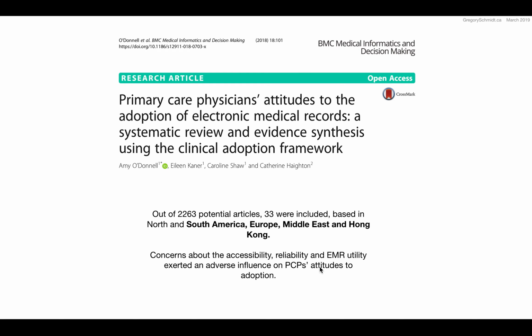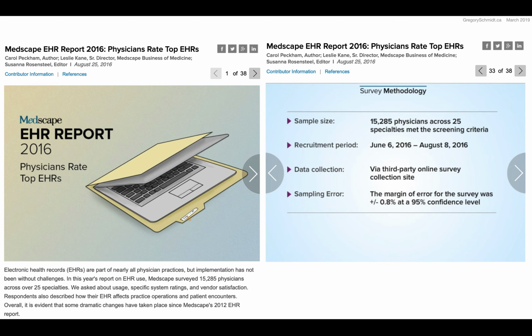And so if we wanted to maybe quantify all of this subjective physician opinion about EHRs, one of the best places to look, I think, is the Medscape EHR reports. Their most recent one here is in 2016, and what it does is survey 15,000 physicians from 25 medical specialties across America. And this is, again, subjective data, but I think it's definitely worth looking into if we want to get an understanding of the subjective experience.